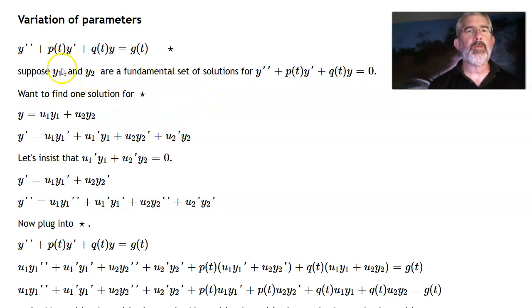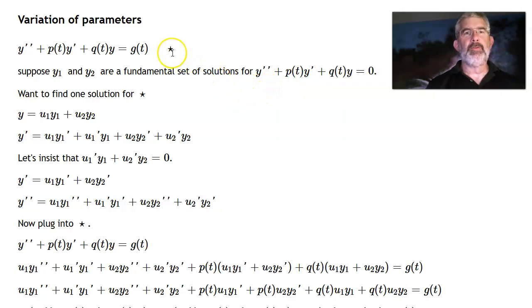So what we're going to do is start with a non-homogeneous linear differential equation, not necessarily with constant coefficients. This is the general linear equation. And suppose that I have y1 and y2, which are a fundamental set of solutions for the homogeneous equation. So same left-hand side, but make the g equal to 0. So solve this first. Find two independent solutions.